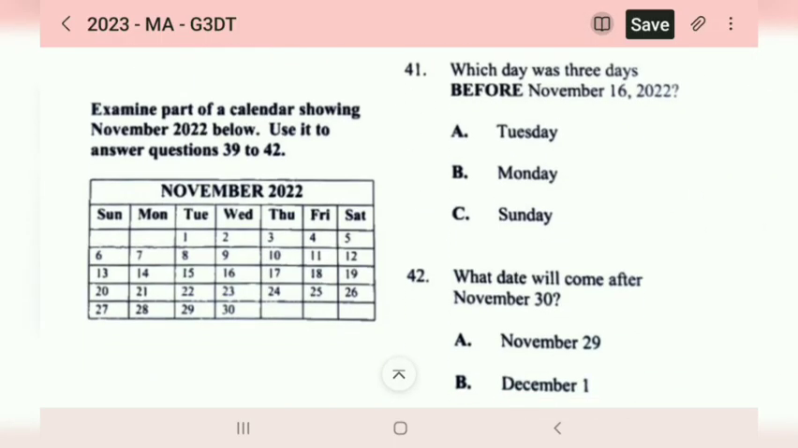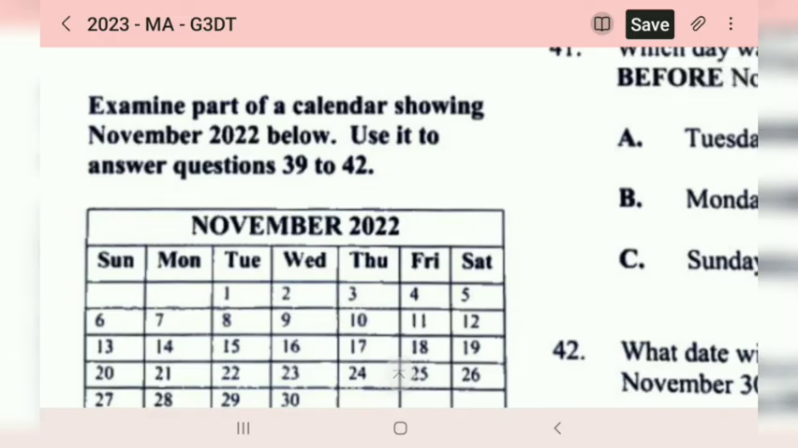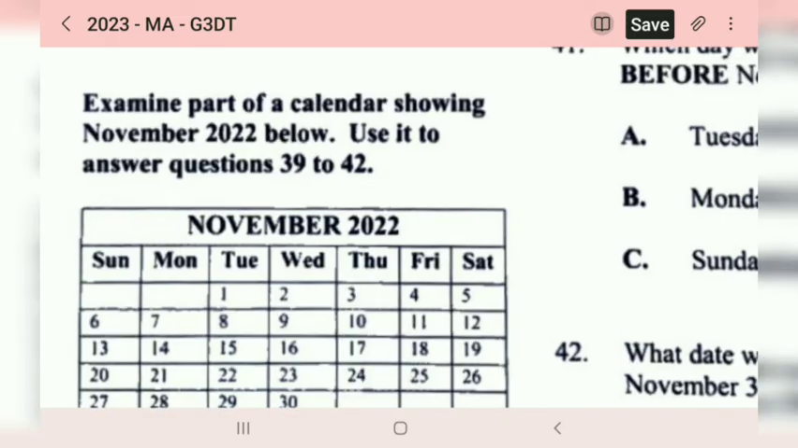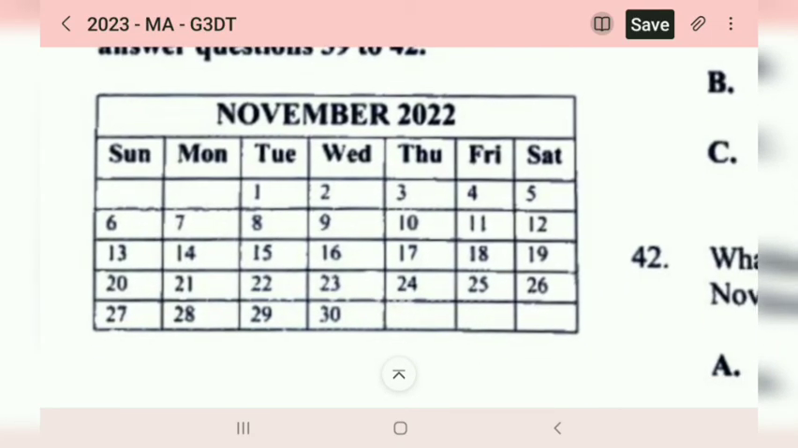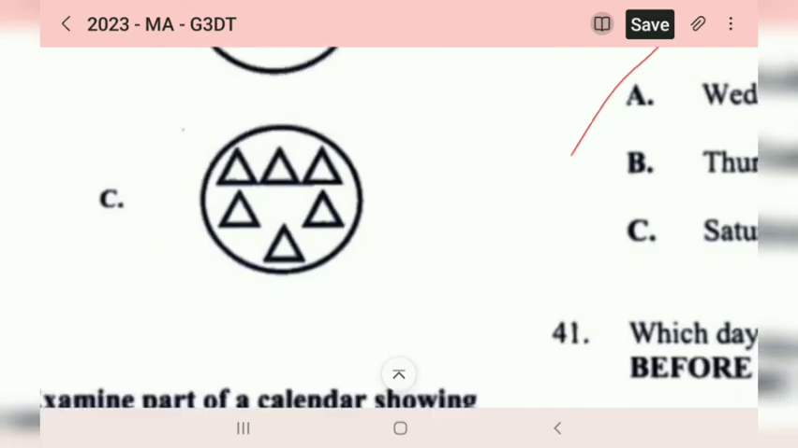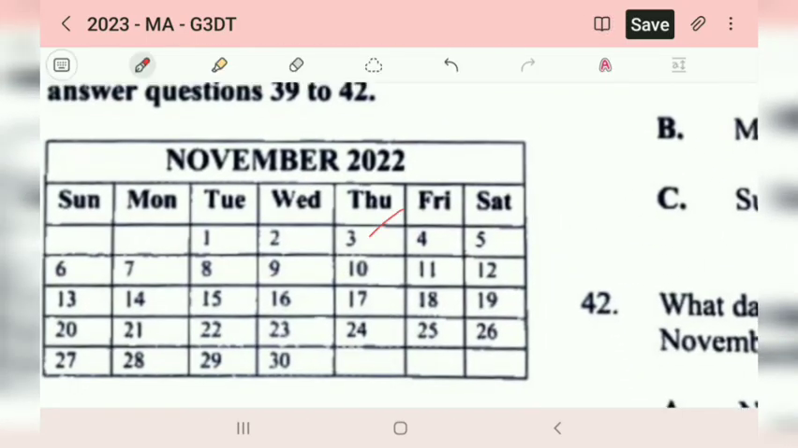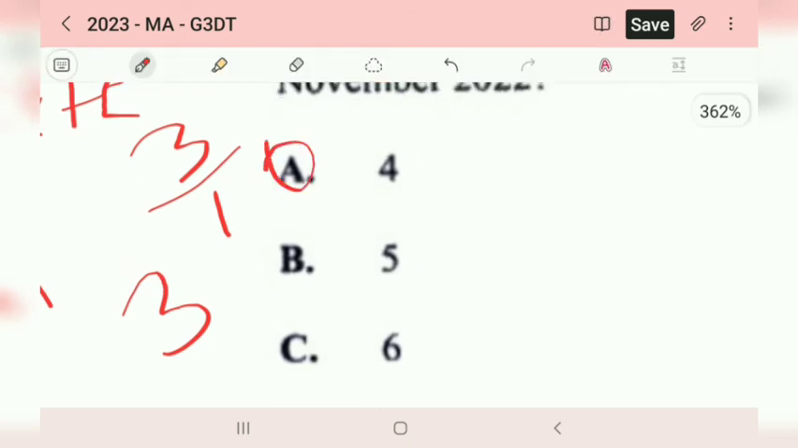And also guys, every paper comes with a calendar, a month. So this one is showing November 2022. Use it to answer questions 39 to 42. So November 2022. Let's look at the first question. How many Thursdays were in November 2022? Let's go back to the calendar. So let's look at Thursdays. We have 1, 2, 3, 4. Let's see where 4 is at. Boy, shout it out quickly. 4 is at A. Good job.